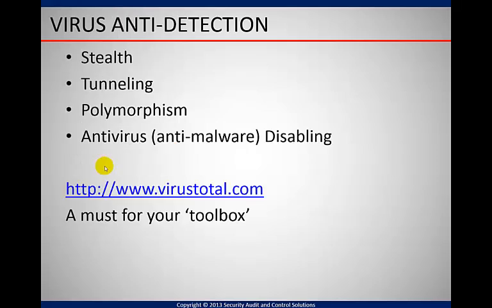Then we have techniques that viruses use for anti-detection. It can act in stealth mode so that it hides itself from antivirus software, tunneling through other systems, using other software and ports to go through. Polymorphism means it will change its signature or use encryption and change the key often so it cannot be detected by signature-scanning antivirus software. And then antivirus disabling. So viruses can also disable your antivirus.